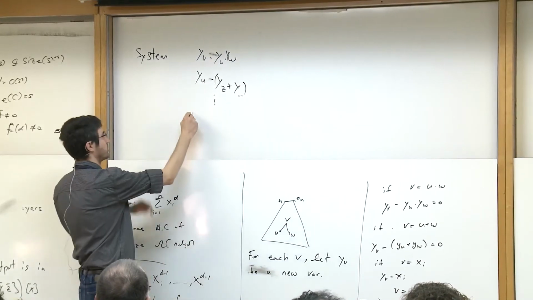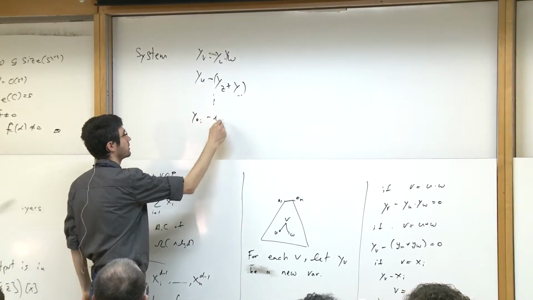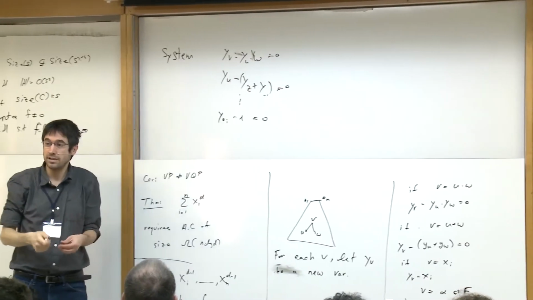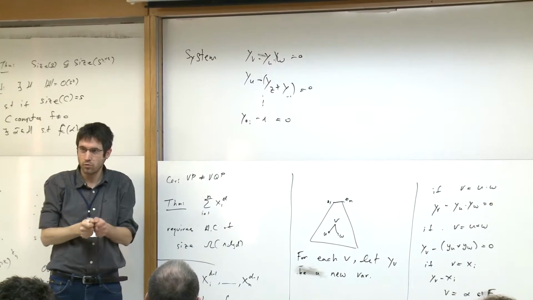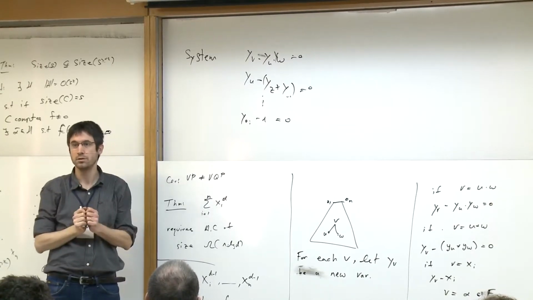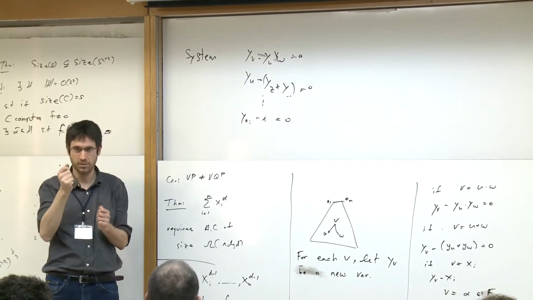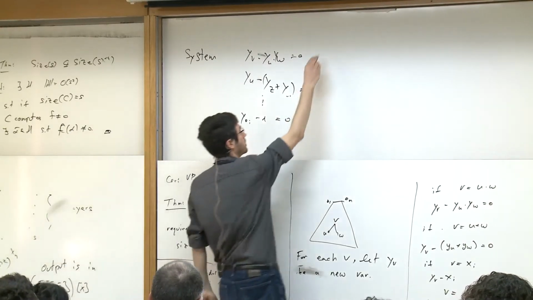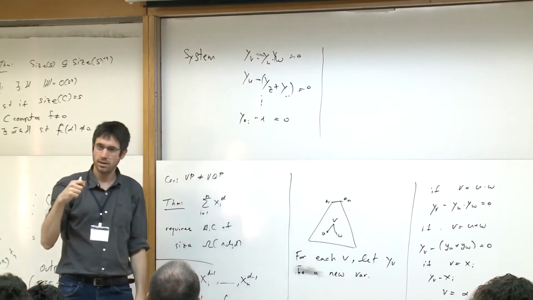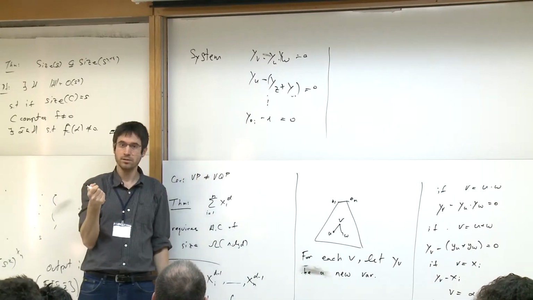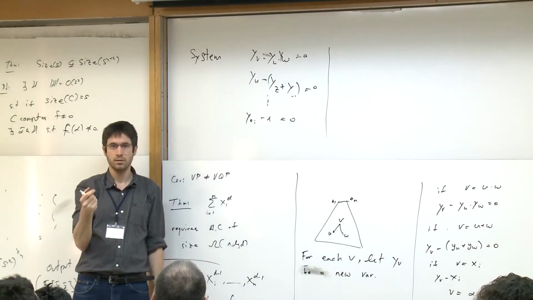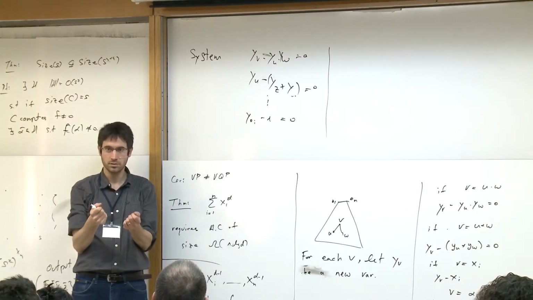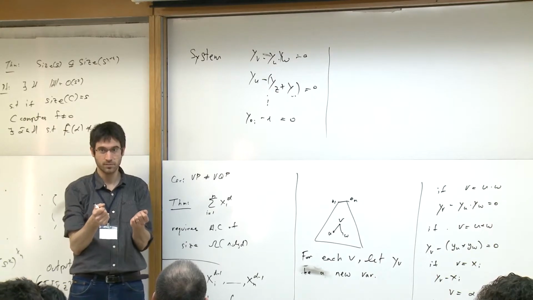And then at the end we have y(i) minus 1 equals 0. The solutions to this system give us exactly all the inputs for which all the output gates compute the constant polynomial. They evaluate to 1. So now we can use a result from algebraic geometry called Bezout's theorem that bounds the number of solutions to such a system.